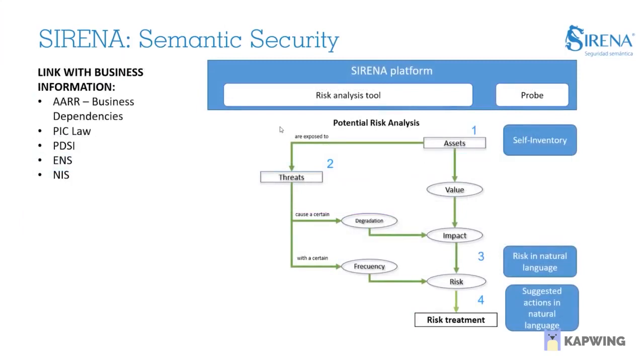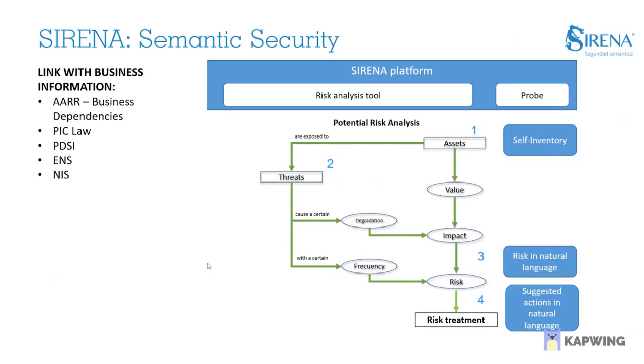Now, let's introduce the business information that we may have associated with each asset. In the example, we will use the connection of SIRENA with its own embedded risk analysis application that each smart city or critical infrastructure could perfectly have to comply with the PIC or PIC law for critical infrastructure, or with the National Security Scheme or the national law regulating security concepts.